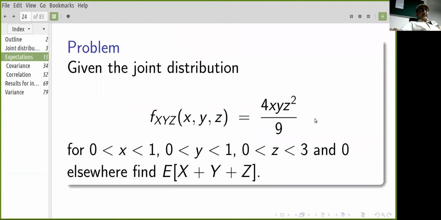Okay, supposing I'm given a function f sub x, y, z of x, y, z, that's a joint distribution in 3 dimensions, and that's equal to 4 times x, y, z squared over 9 for x between 0 and 1, y between 0 and 1, z between 0 and 3. So that's a solid cube in 3 space, and it's 0 elsewhere. We want to find the expectation of x plus y plus z over 3 space.